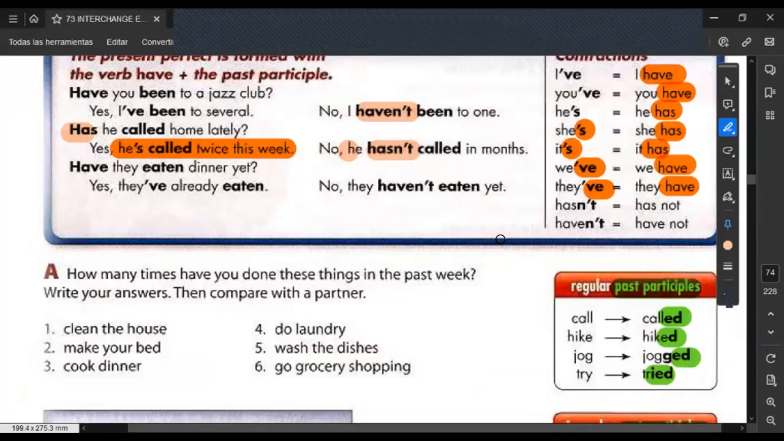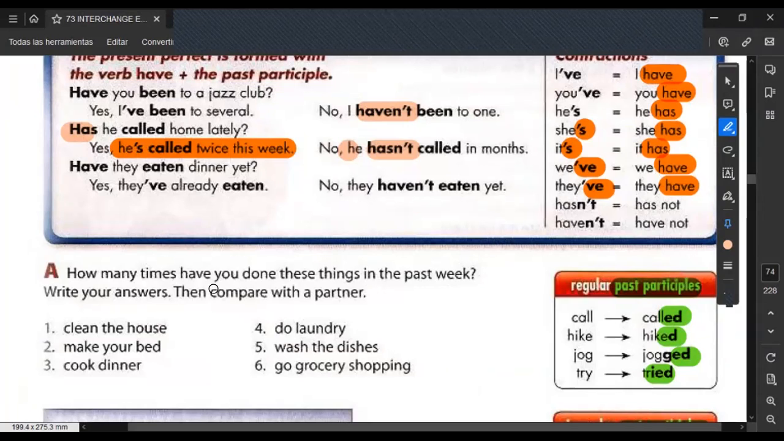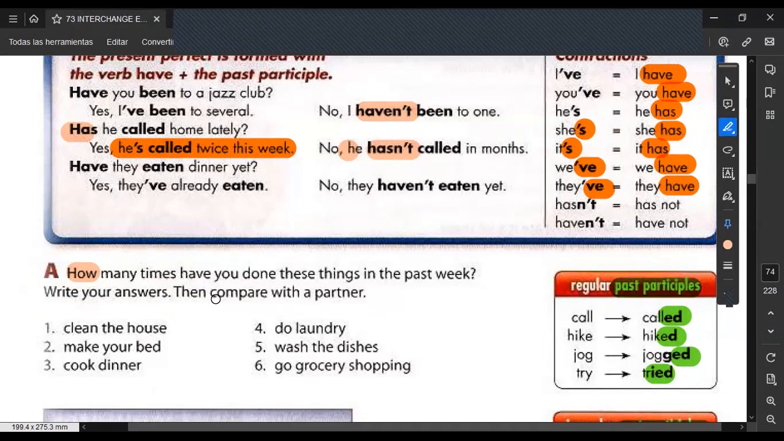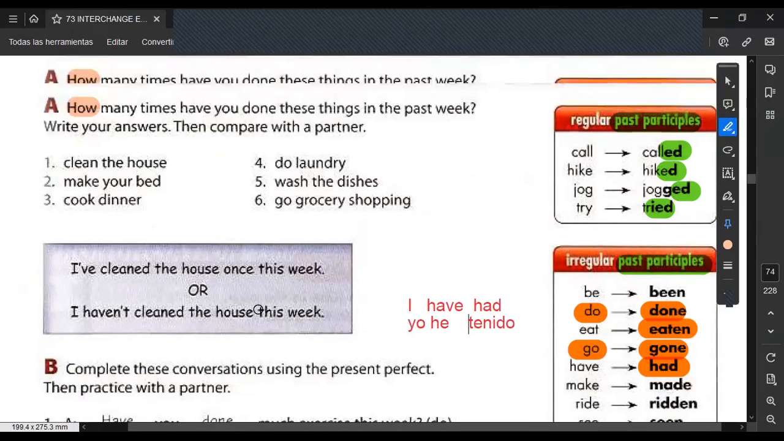This is the negative form, right? Yeah. Now, can you help me to read the instruction, please? Glenda, or Roberto Carlos, can you help me to read? Okay, teacher. How many times have you done these things in the past week? Write your answers. Compare with a partner.